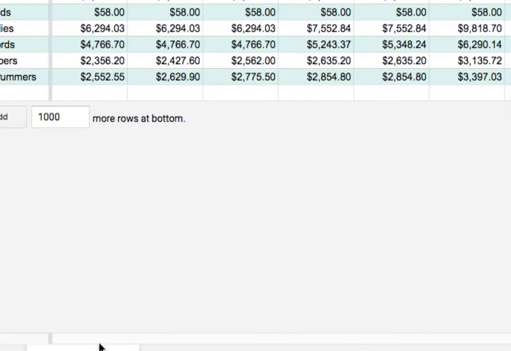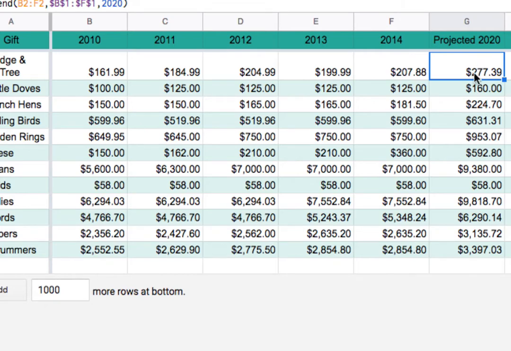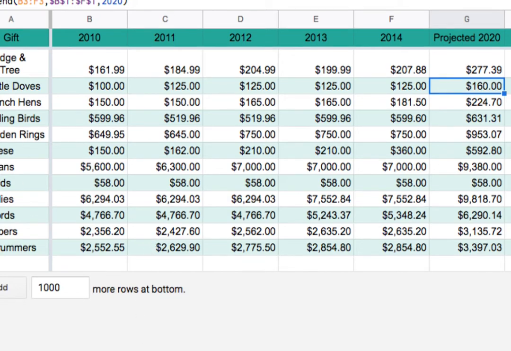Well, notice in my historical data, I've already calculated that the projected cost in 2020 is $277.39 for 1 partridge in a pear tree. So we're going to take this number and divide it by the day. Because look, $160 projected, and this is going to be dividing by 2 because that's 2 turtle doves. So how do we do that?